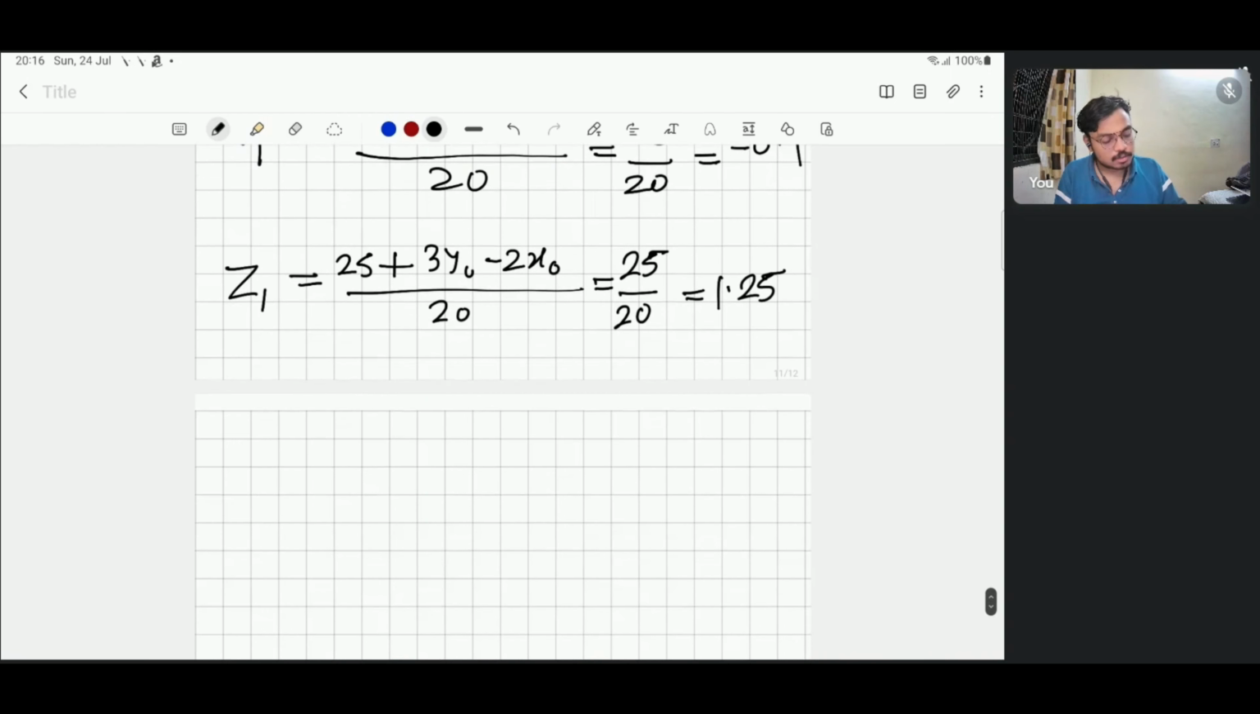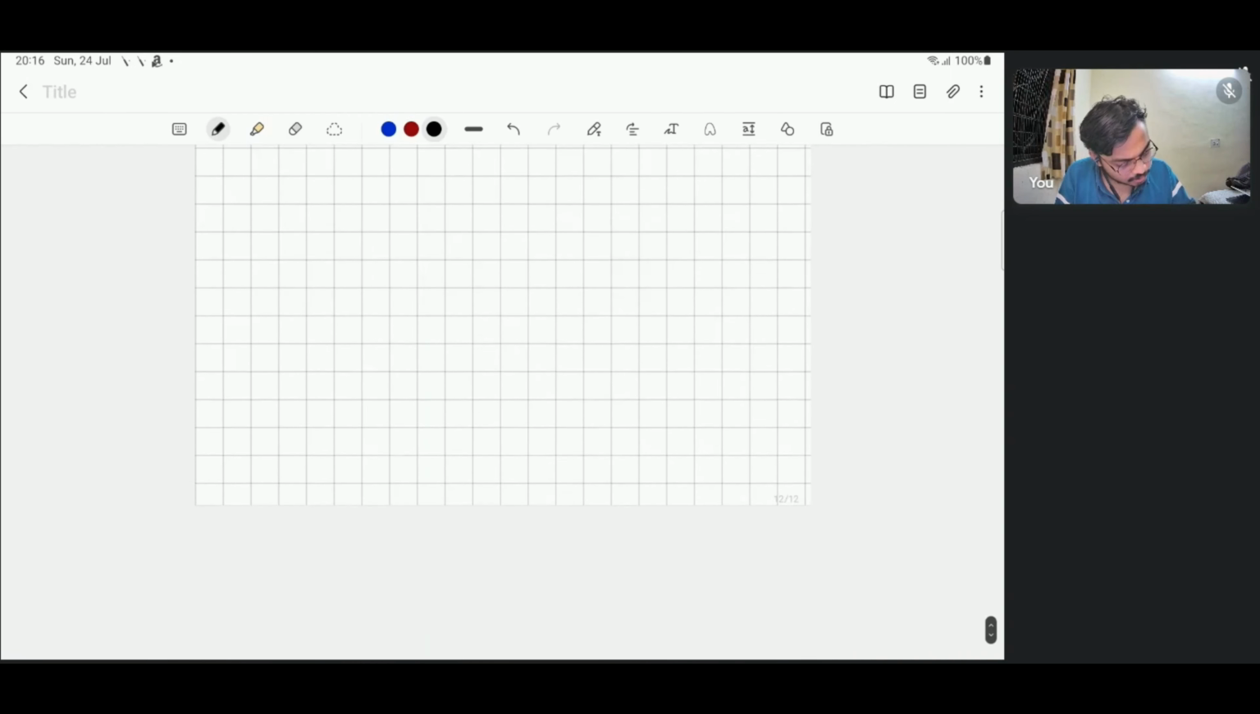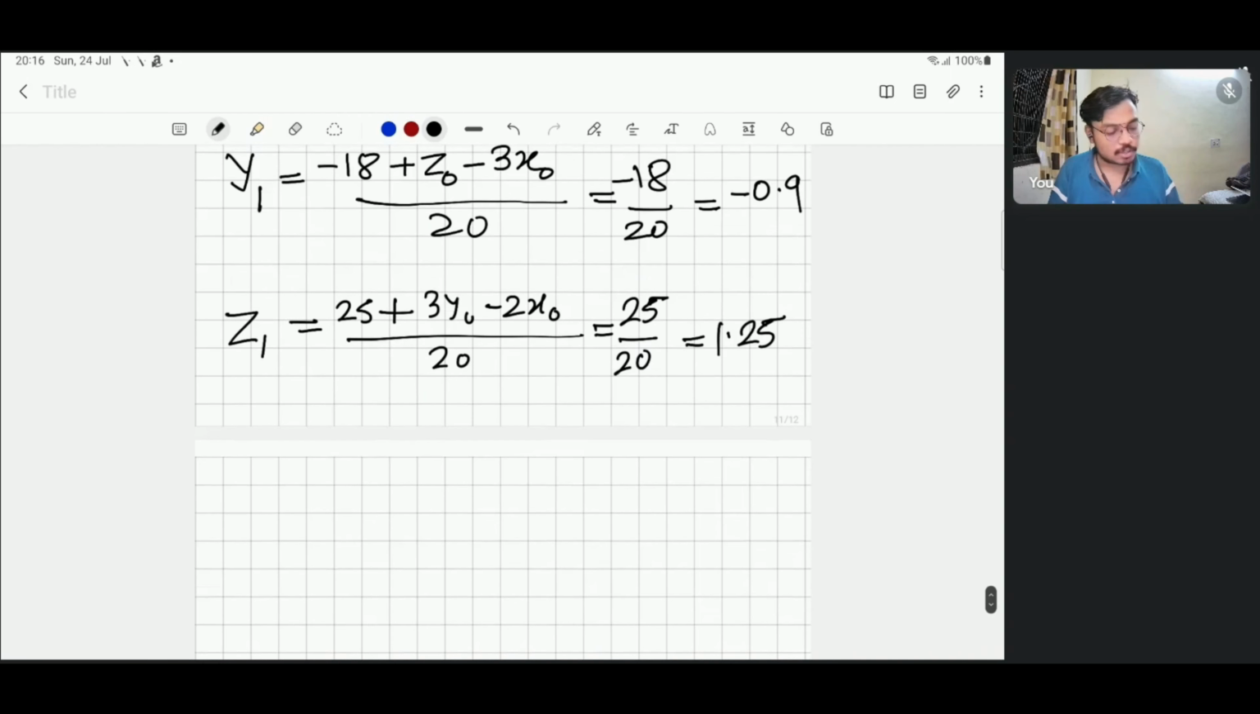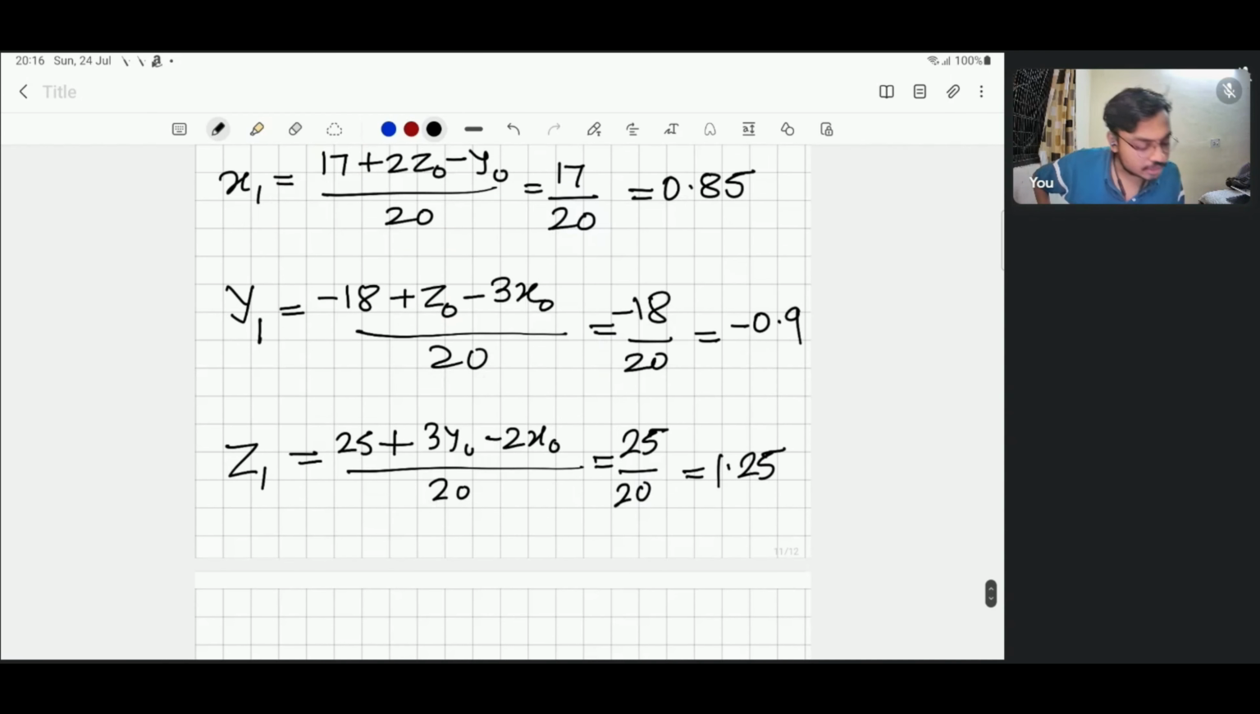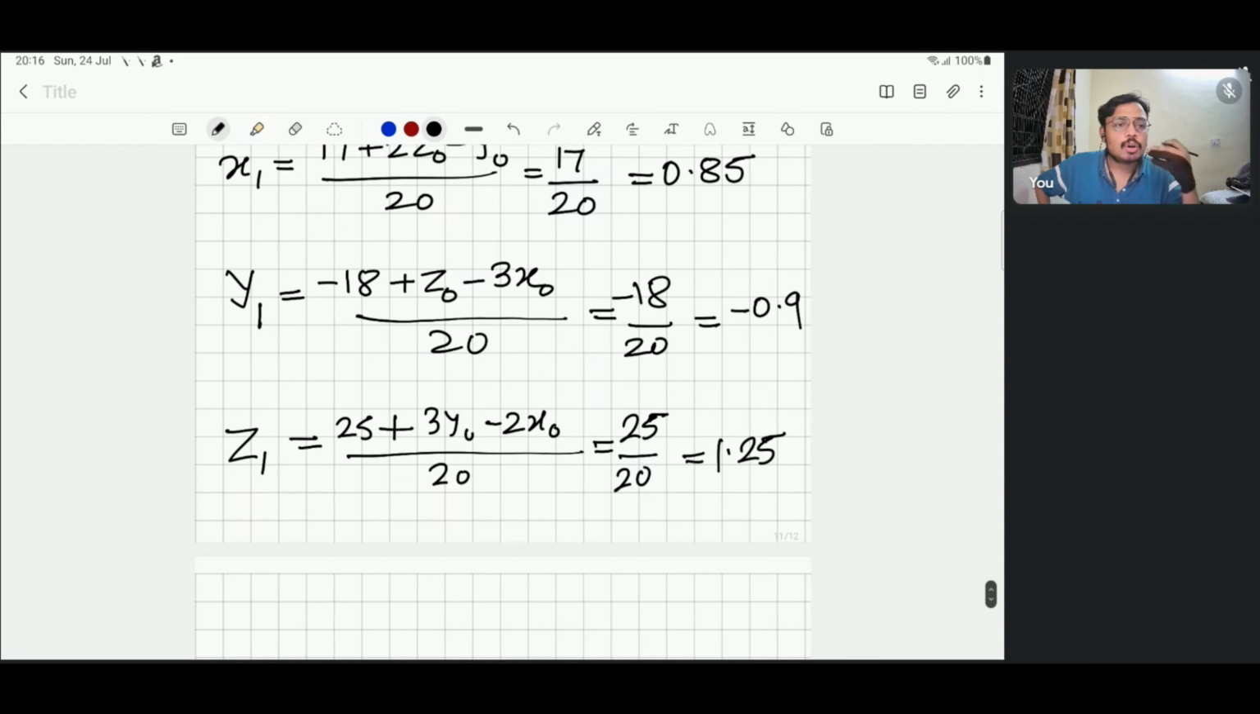Okay, add some pages here. We got values for the first iteration. We will do the second iteration. Now, here we are solving for each iteration. So, for how many iterations do we have to solve? Till we get a stabilized value.